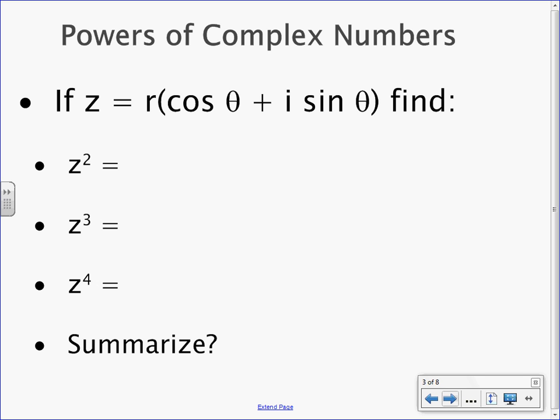Not theta squared. What do you do with the r's? What do you do with the thetas? Here, you don't multiply these. What do you do when you multiply? We multiply the r's and we add the thetas.